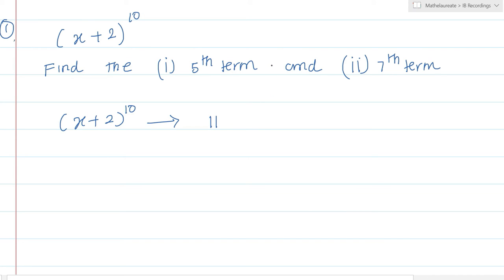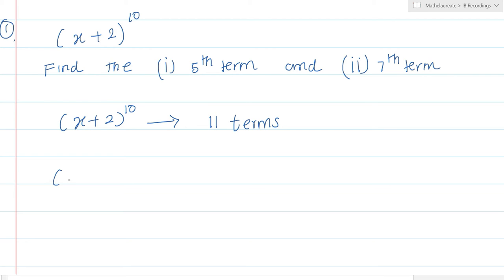Instead of finding all 11 terms and then identifying which is the fifth term and the seventh term, we can use the general term formula. We can directly target the specific term by using the general term formula, instead of finding all 11 terms.